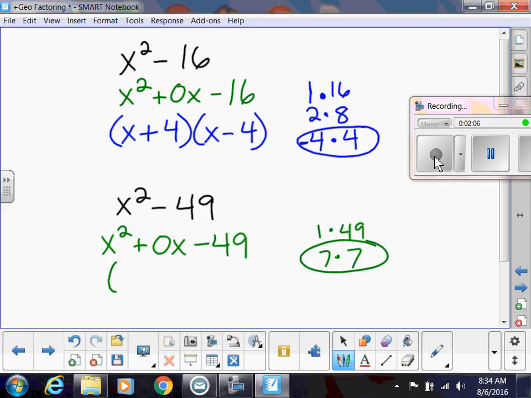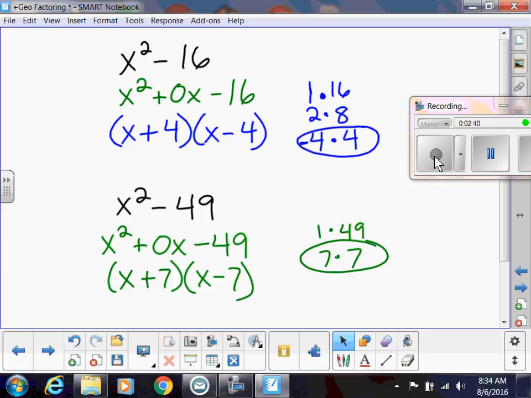I don't know if you've noticed this already, but when I have a middle term that's 0, do you notice how both these constant terms were negative? So we always had one negative, one positive. But if I'm going to have one negative, one positive, and my middle term is going to be 0, then don't these two numbers have to be the same? If I'm going to subtract two numbers in order to get 0, don't they have to be the same number?